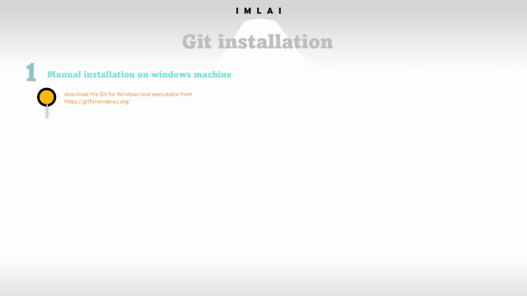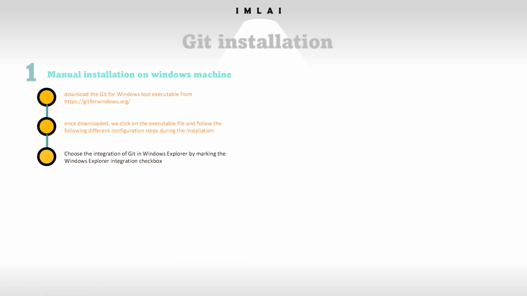The next step is, once downloaded, we click on the executable file and follow the different steps of the installation. Let's see the steps one by one, and then we'll go for the installation. The next step is to choose the integration of Git in Windows Explorer by marking the Windows Explorer integration checkbox.